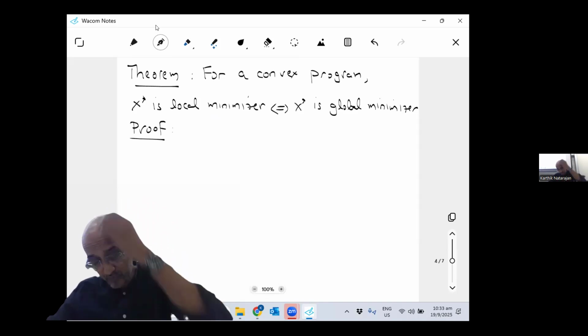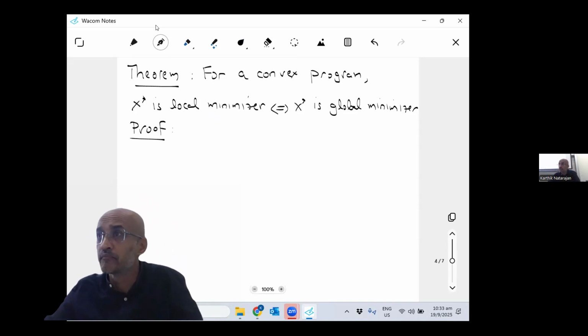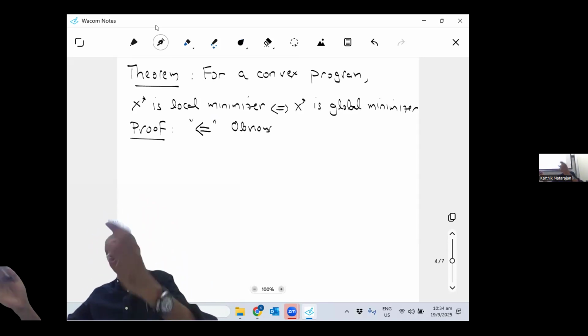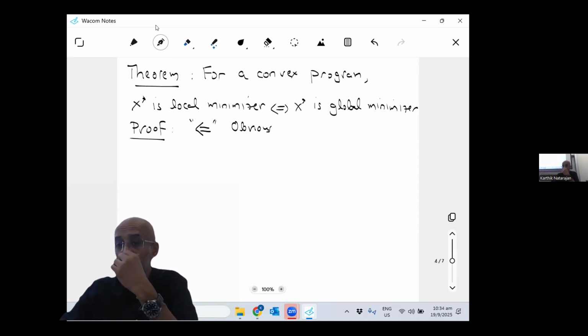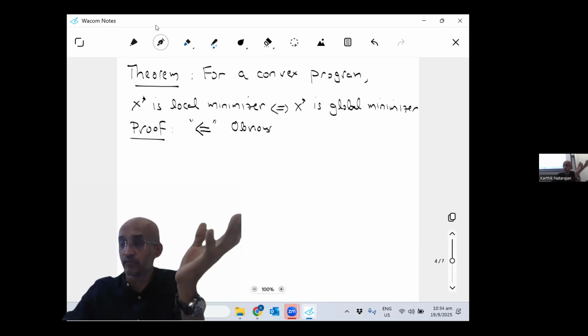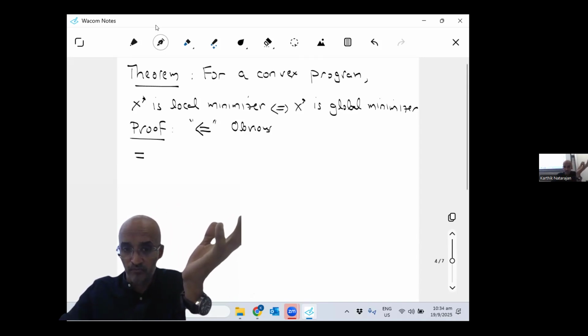If a point is a global minimum, that it is a local minimum is an obvious thing. So this side of the implication: x star is a global minimizer implies x star is a local minimizer. This is obvious, right? It is globally the best. So if I intersect with a ball, it can only be a smaller feasible set. Every global minimum has to be a local minimum. So what you need to prove is the other direction.